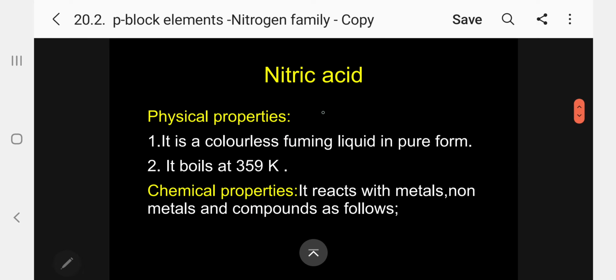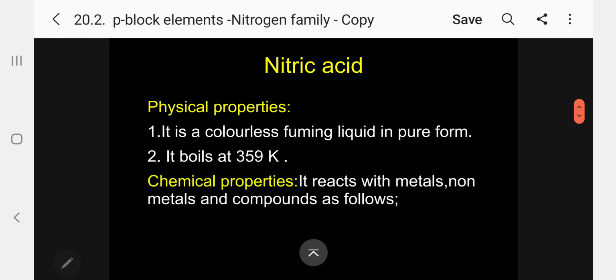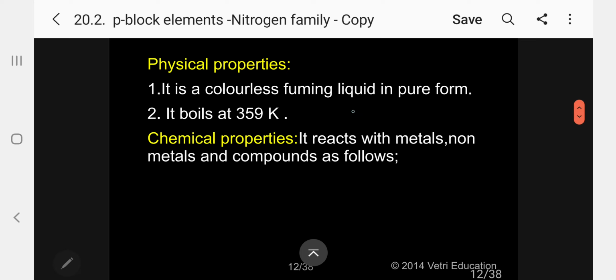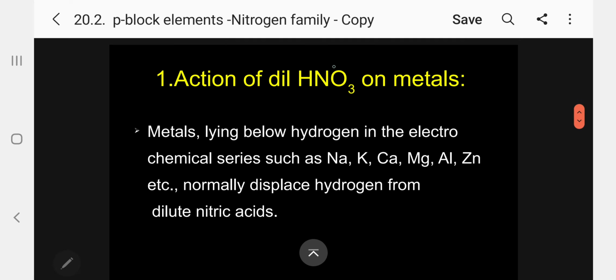Coming to properties, as usual, physical properties. It is a colorless fuming liquid in pure form. It boils at 359 Kelvin. Coming to chemical properties, it reacts with metals, non-metals and compounds as follows. Please follow. I am following systematically. So with metals, non-metals and compounds, I am always discussing in this form.